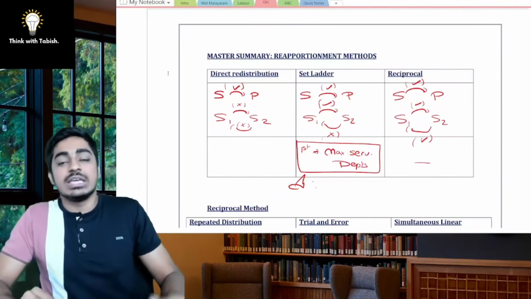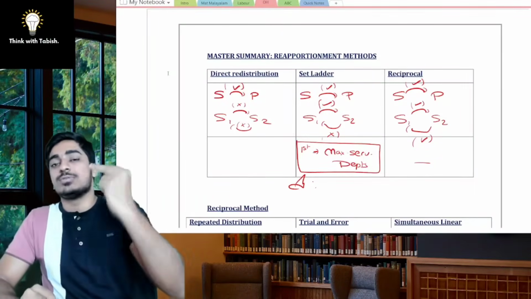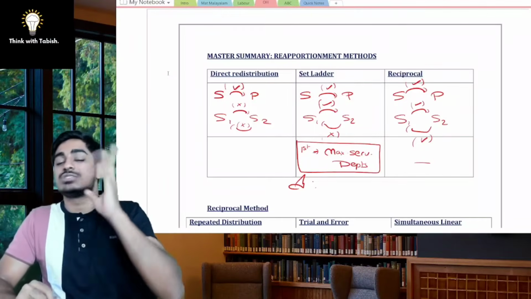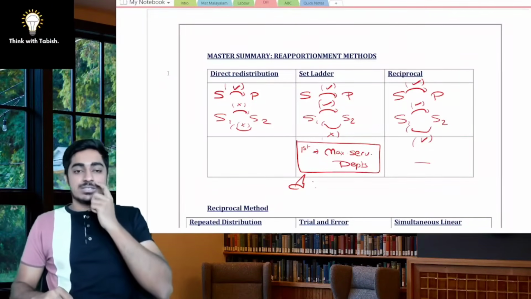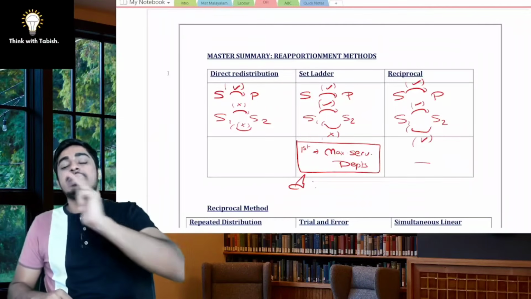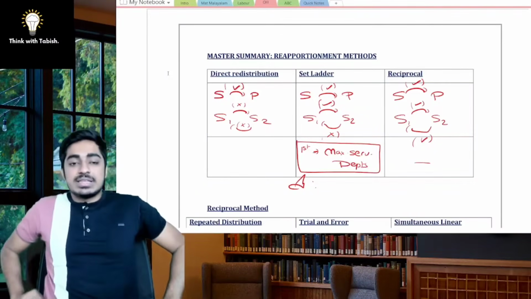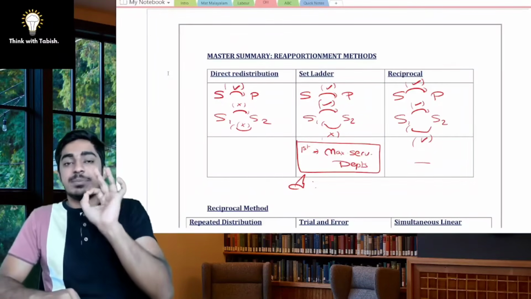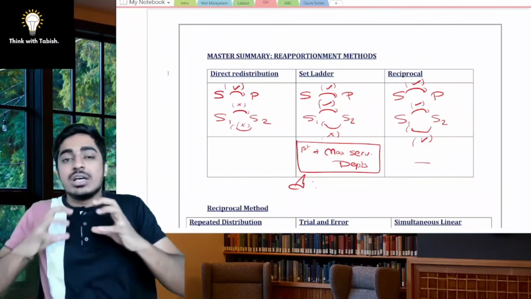One more thing, allocation plus apportionment is together called primary distribution of overheads, and reapportionment is called secondary distribution of overheads. Now we have the different methods of reapportionment. We have direct redistribution, step ladder method, and reciprocal method. Simple example to remember this: direct redistribution is like a breakup, step ladder is like a one-sided love story, and reciprocal is like a proper love story.